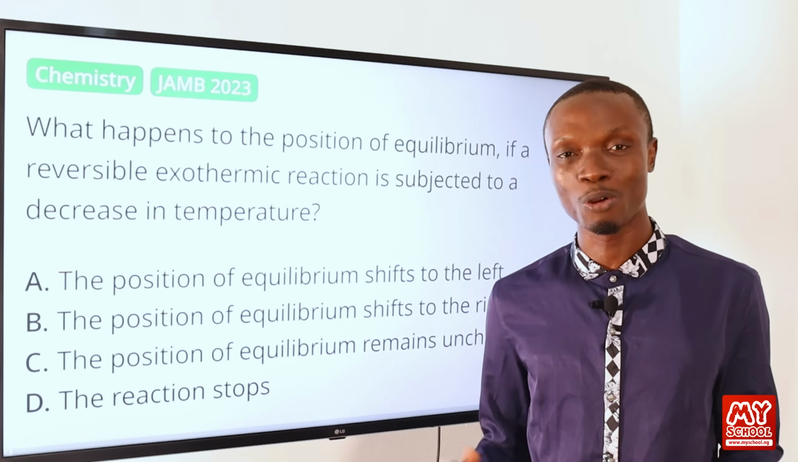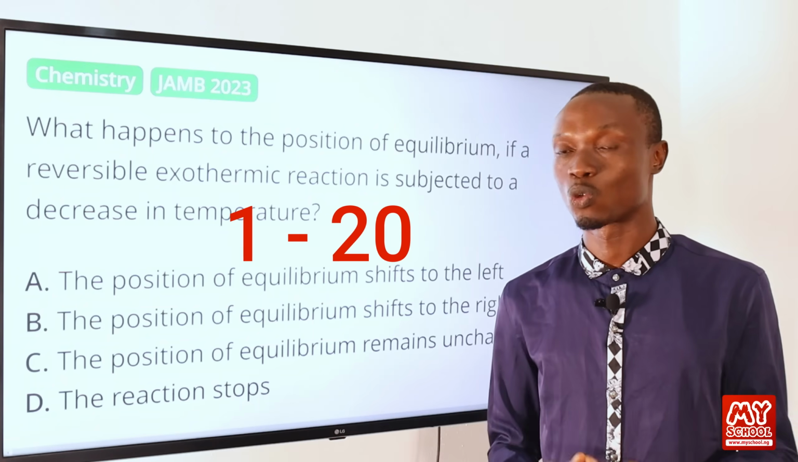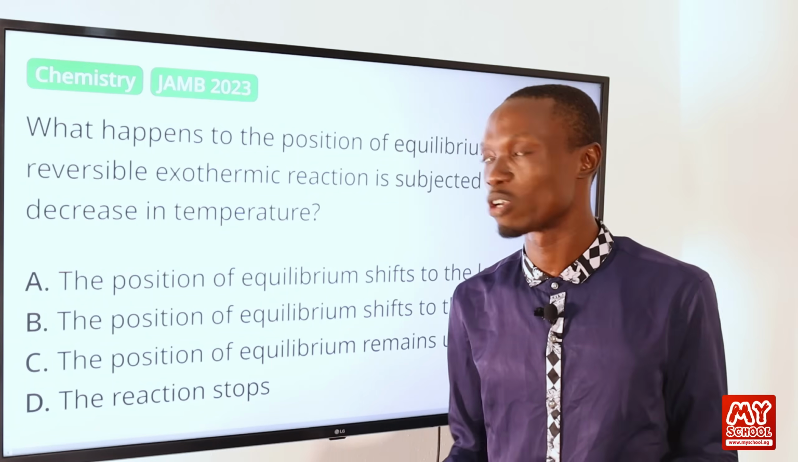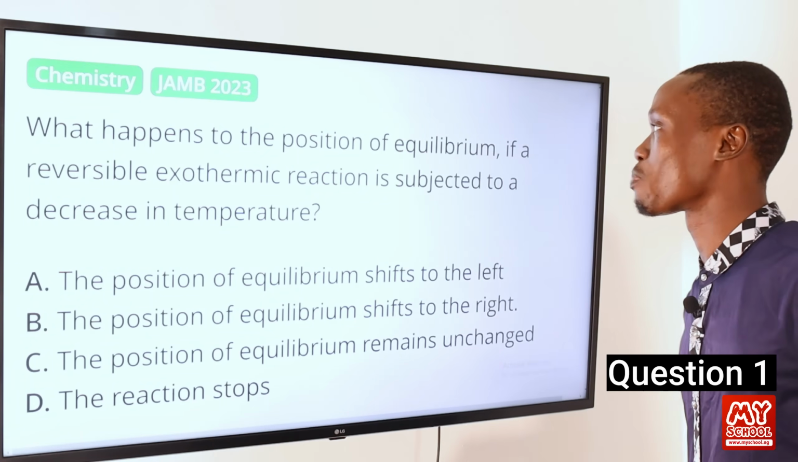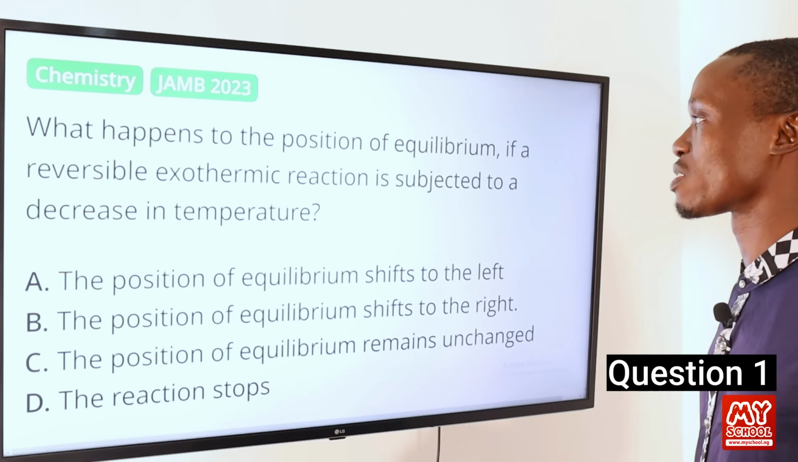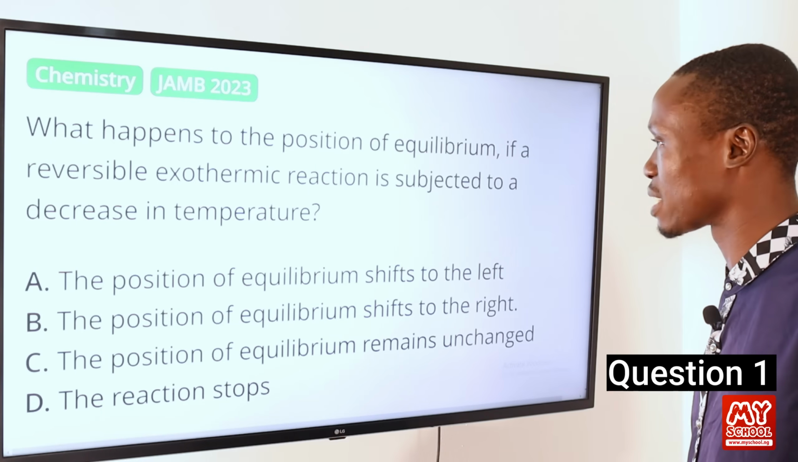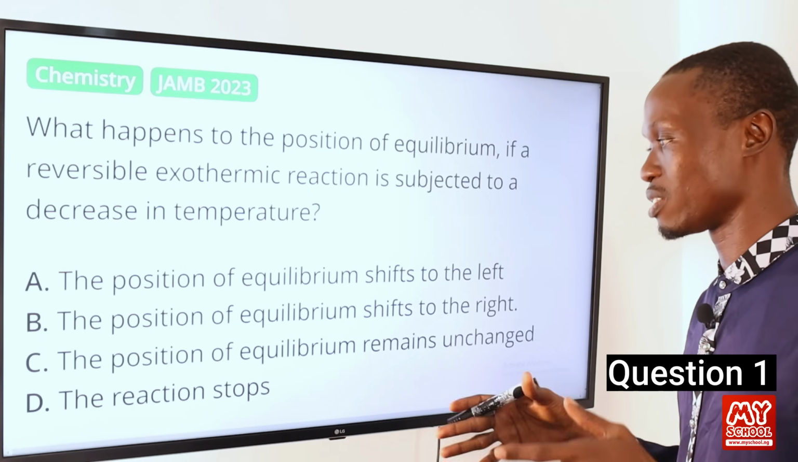So in this video, we are going to be tackling question 1 to question 20. So let's kick off with question 1. What happens to the position of equilibrium if a reversible exothermic reaction is subjected to a decrease in temperature?